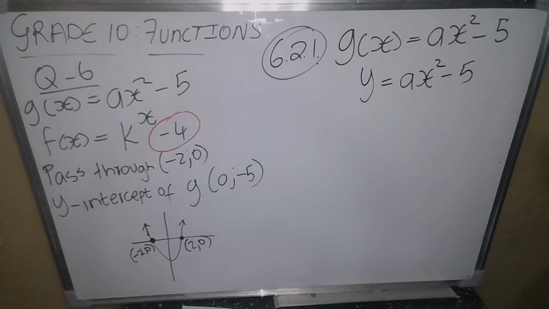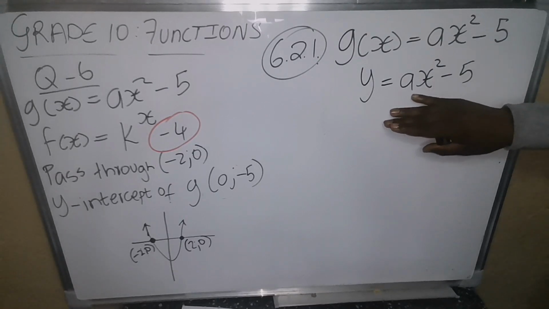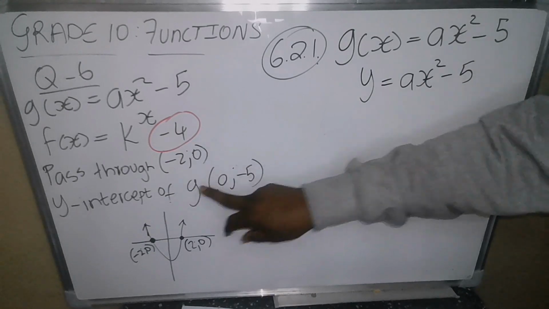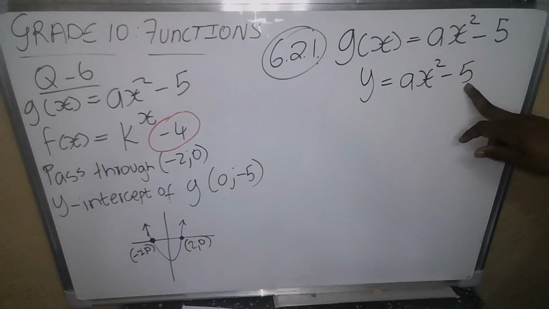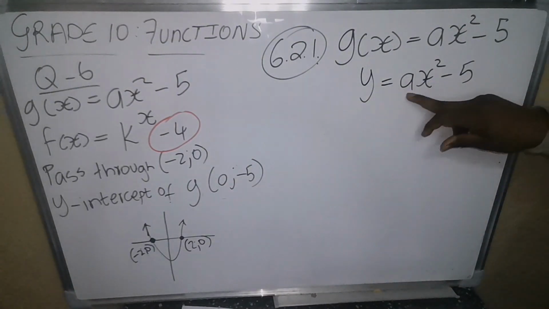For you to find the equation of any graph, you need to find the coordinates that lie on the very same graph you are trying to find the equation of. Which coordinates lie on this graph, the parabola? They told you these two graphs pass through the coordinates -2 and 0. They also touch this parabola. I'm going to use these coordinates to find a.